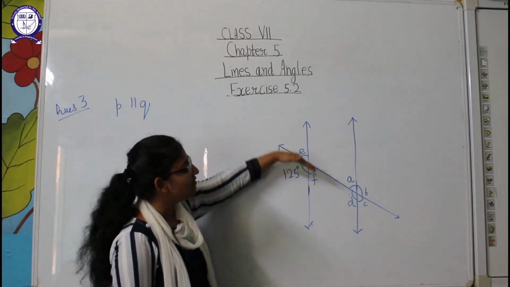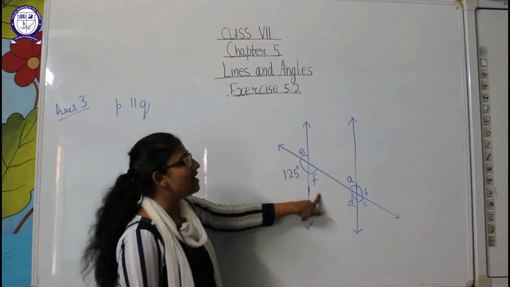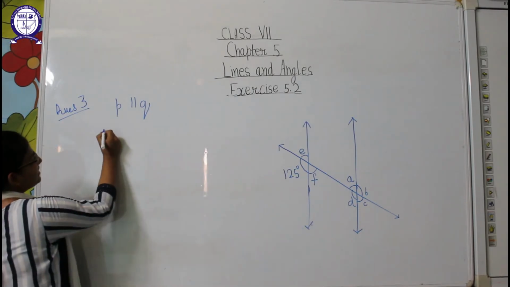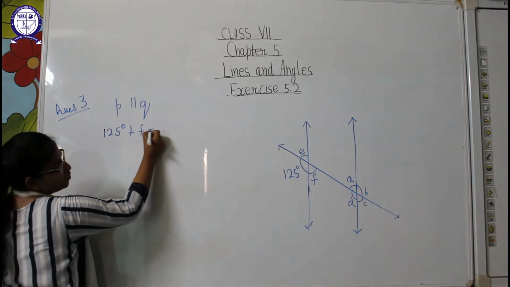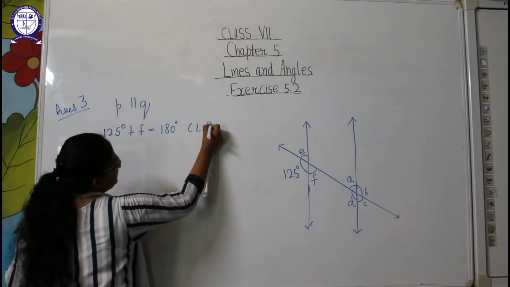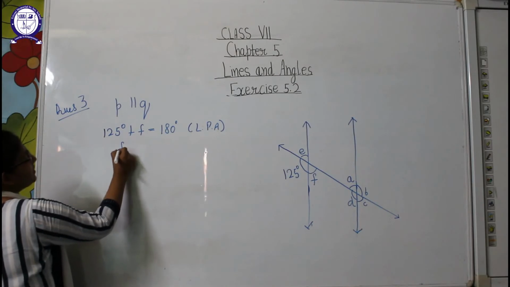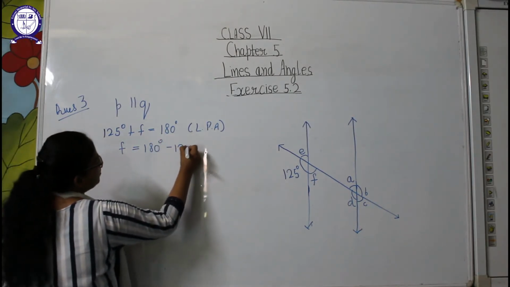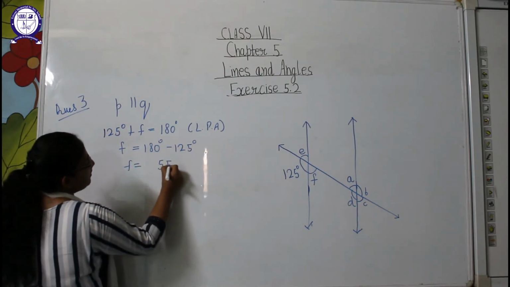Okay. So first of all we will find the value of F, because we can see that angle 125 and angle F are on the same straight line and also they are linear pair angles. So we will write that 125 degree plus F is equal to 180 degree, because they are linear pair angles. Here F will be equal to 180 degree minus 125 degree. So F comes out to be 55 degree.